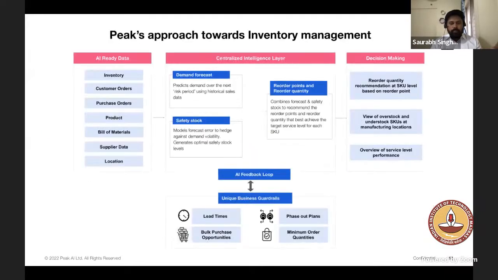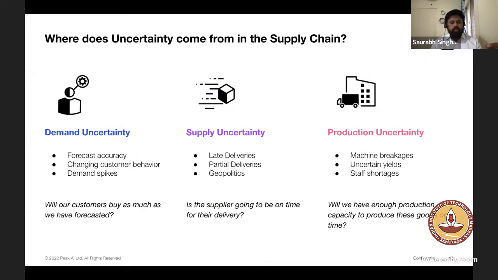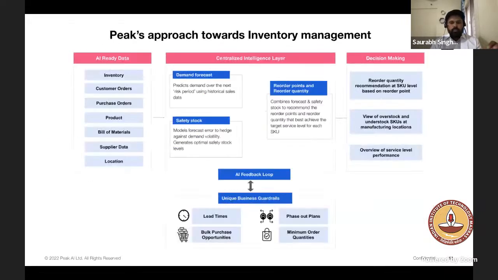Now, moving forward, how to cater to these uncertainties and still keep your production line up and running and produce the goods as desired or required by the end customer. So now I will talk about the approach of inventory management that we at Peak follow, and build solutions which help our customers manage their inventory and satisfy their end customer by producing all the goods on time and in full capacity.